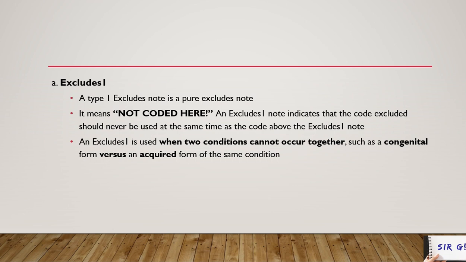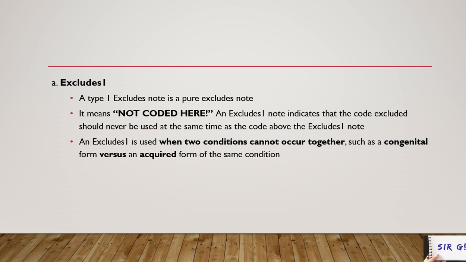A common example here is congenital versus acquired. For example, the patient has a congenital heart disease, and the other condition is acquired heart disease. They cannot be coded together because they are two independent conditions. They cannot happen at the same time.